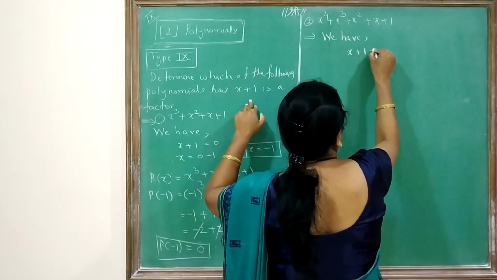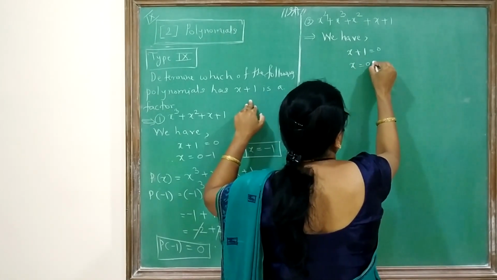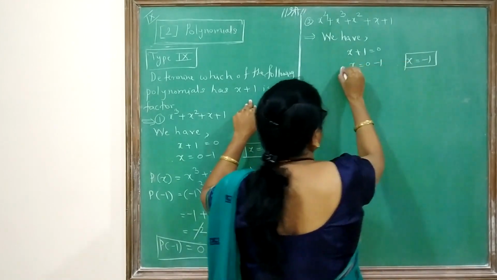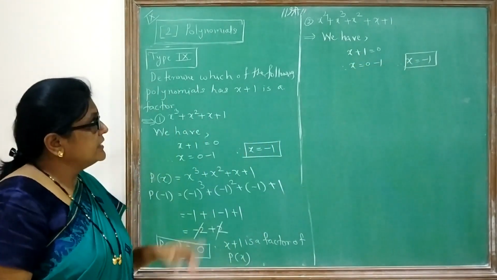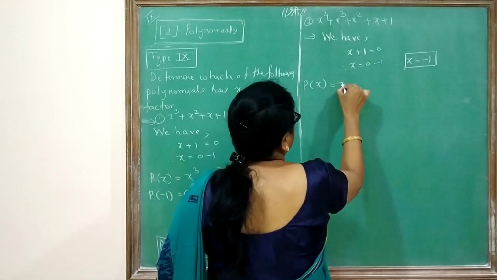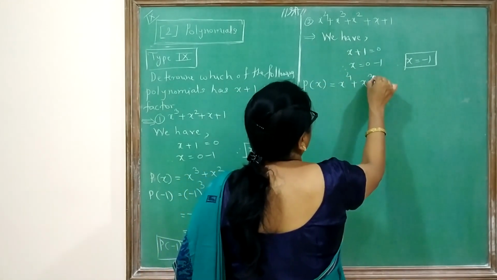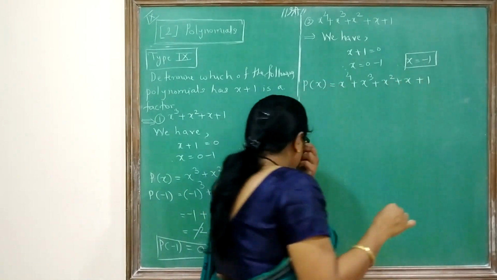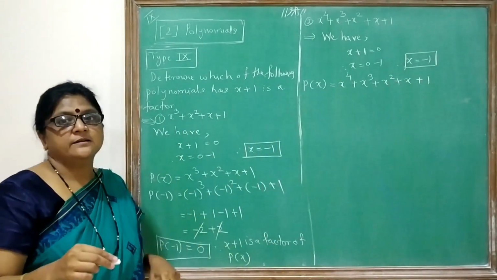x plus 1 equal to 0. Then x equal to 0 minus 1. Then what is the value of x? x is minus 1. Then what is p of x? You will write here p of x equal to x raised to 4 plus x cube plus x square plus x plus 1. And in x place we will put minus 1.